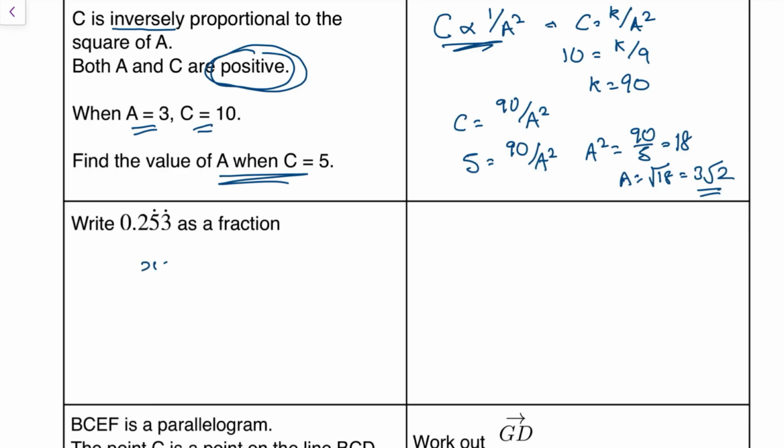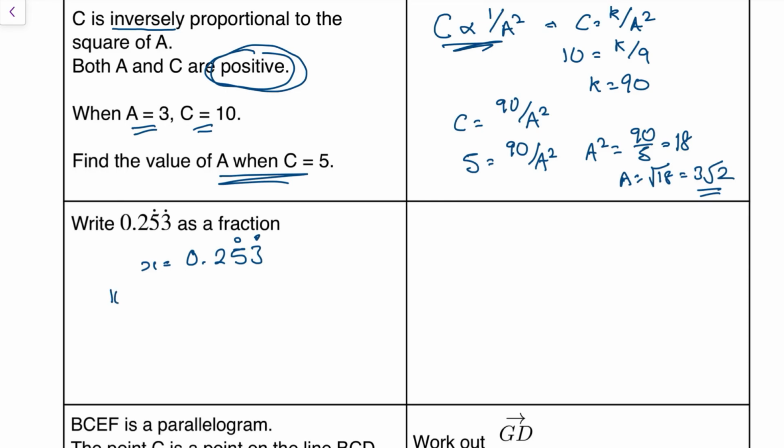Next one. Okay, we've seen a few of these recently, haven't we? So write 0.253 with the recurring as a fraction. So the way that I'm going to do it, 0.253, so there's my recurring. Now I know, and again, if you've never seen this before, obviously go back and check through a couple of videos to see how to do this.